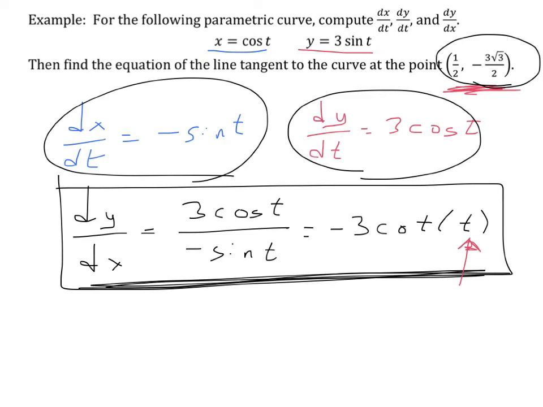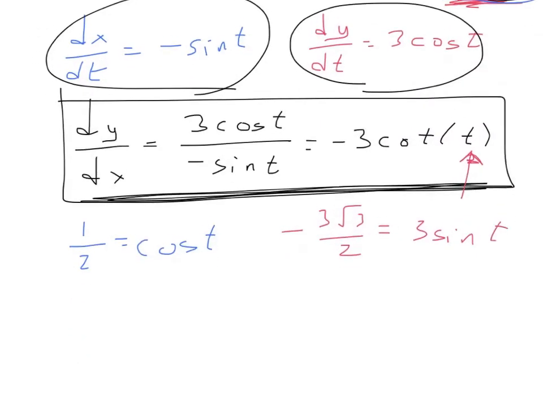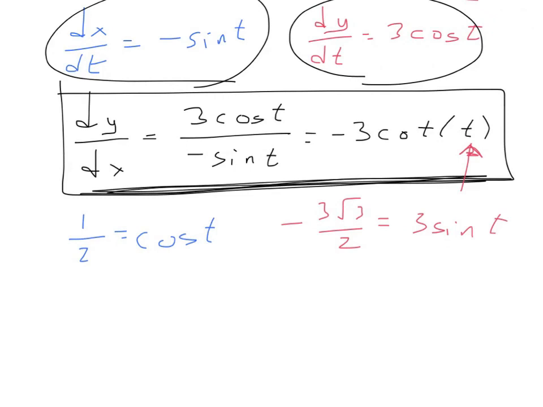The idea is, if you have a point, that point should be equal to the x and y components of the parametric function. I should be able to say that 1/2, the x coordinate, is equal to cosine t, and I should be able to say that negative 3 root 3 over 2 should be equal to 3 sine t. So now I can solve both of these equations.